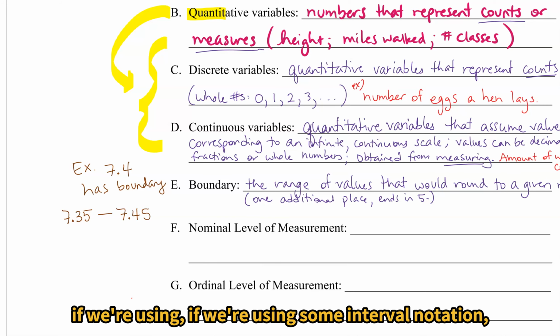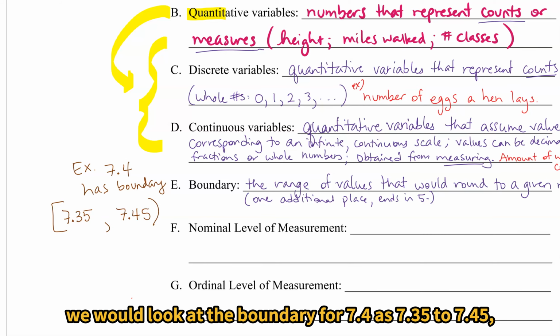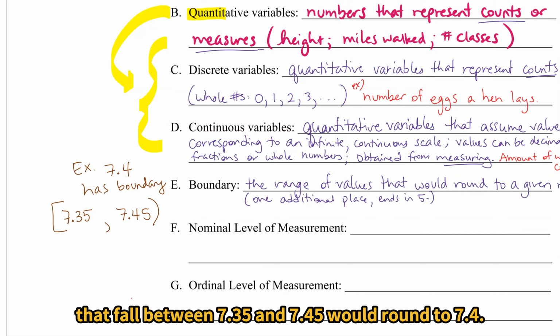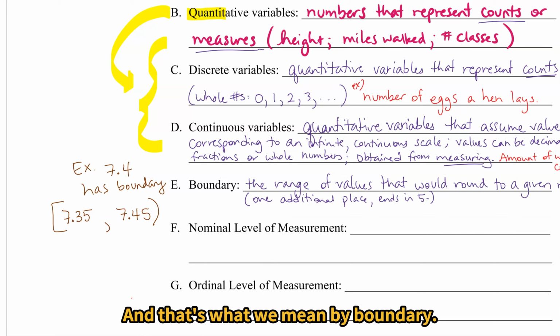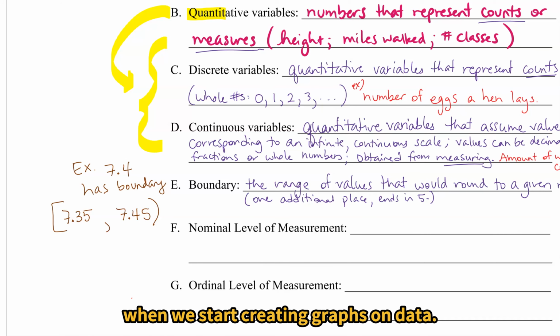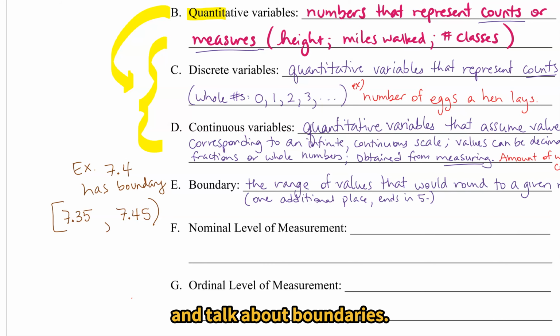So we would look at this if we're using some interval notation. We would look at the boundary for 7.4 as 7.35 to 7.45, but we're not including 7.45. So all of the numbers that fall between 7.35 and 7.45 would round to 7.4. And that's what we mean by boundary. This is going to become very important in Chapter 2 when we start creating graphs on data. We're going to have to come back and talk about boundaries.